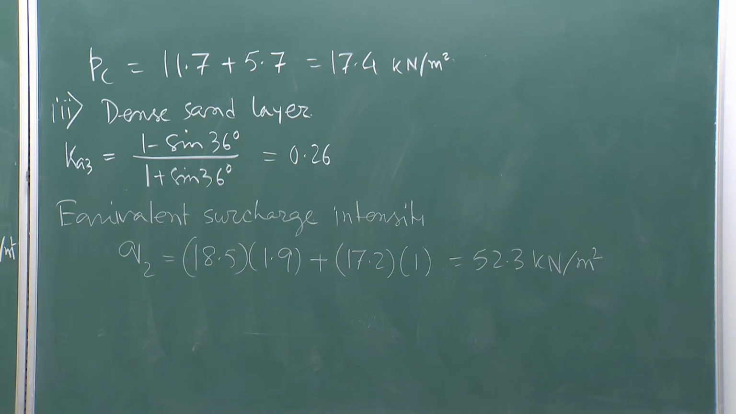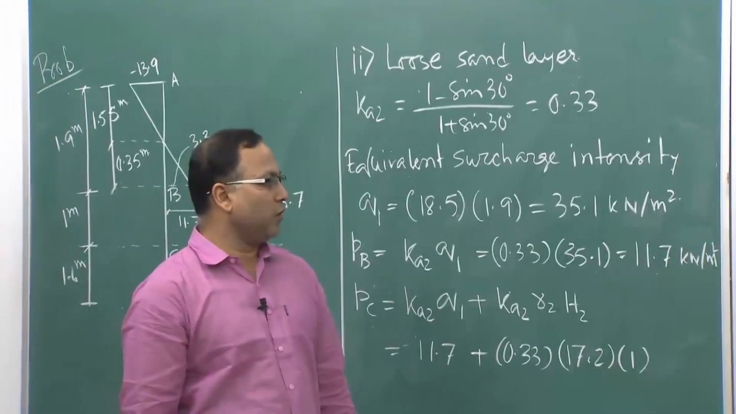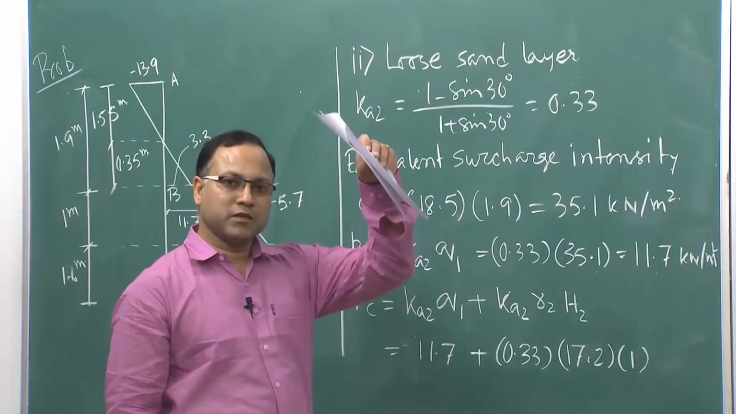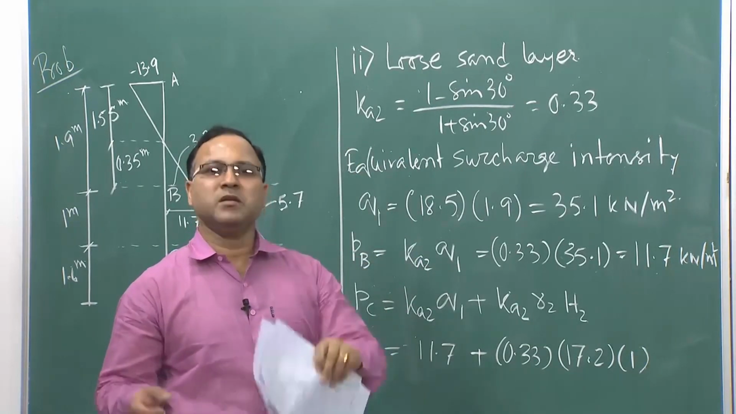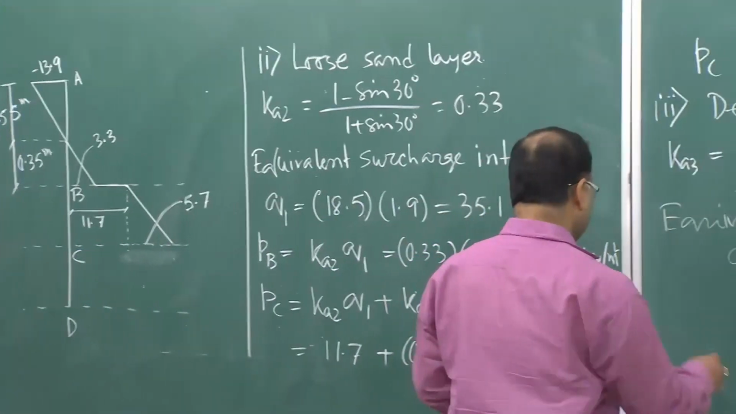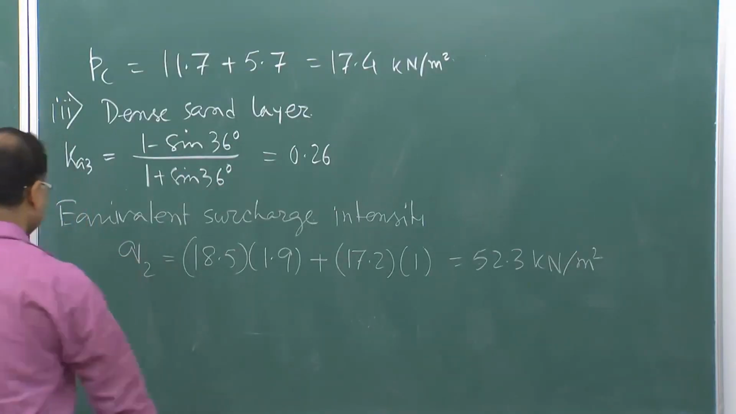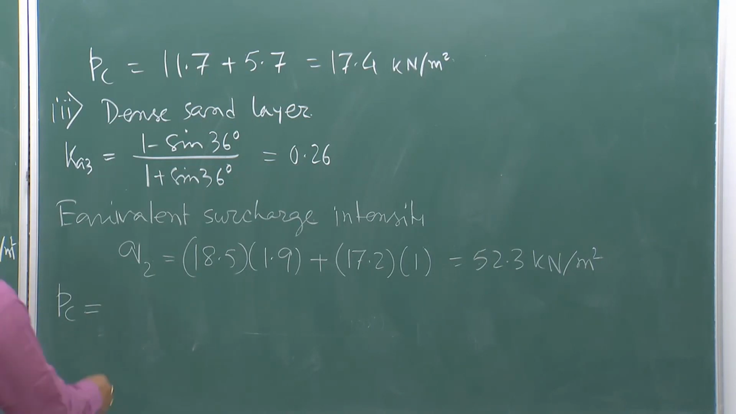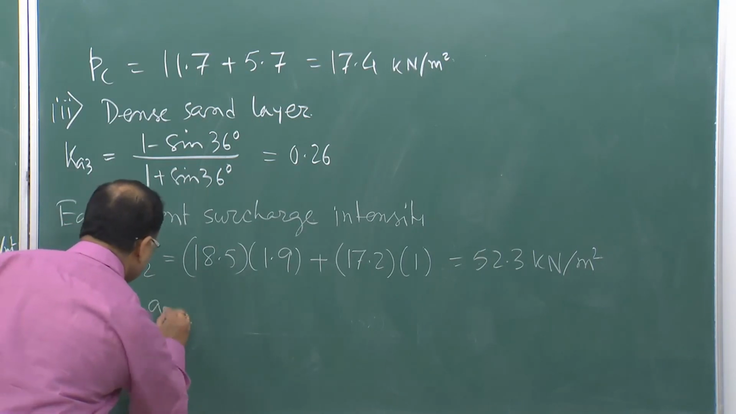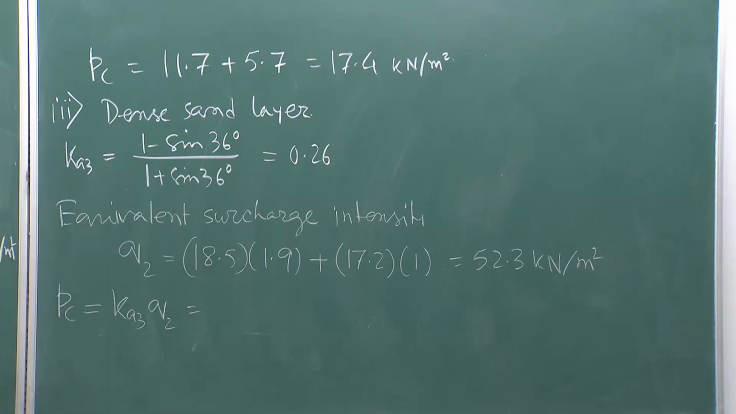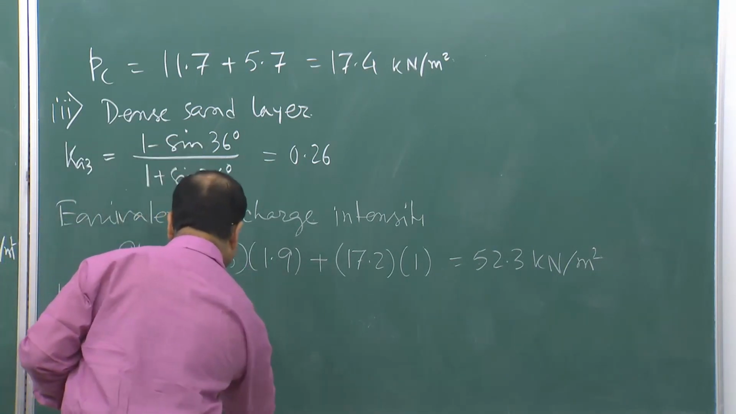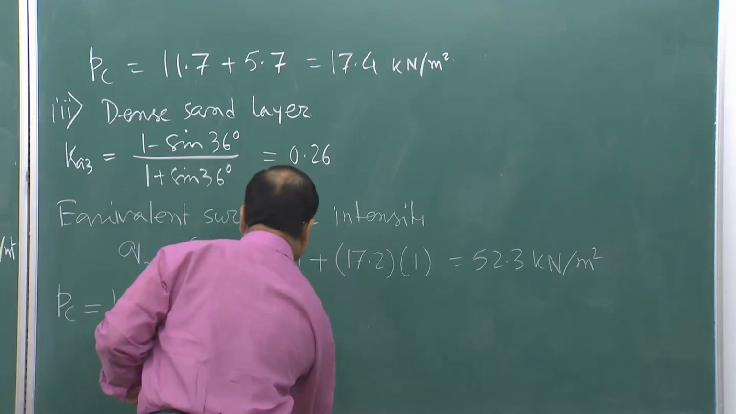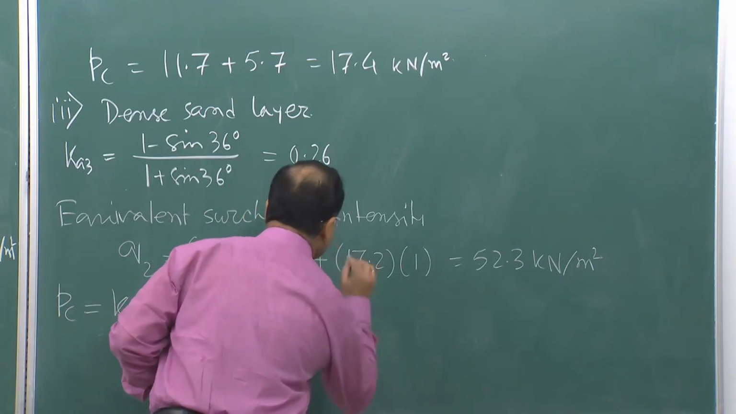Okay. So, I have got the equivalent surcharge intensity. Now, when basically your top two layers, first layer and second layer, will be acting as surcharge on top of third layer. Okay. So, therefore, I can calculate PC. How I calculate PC? PC is simply Ka3 into Q2. So, Ka3 you know 0.26 and Q2 you know 52.3. So, if you put those values, you will be getting 13.6 kilonewton per meter square.